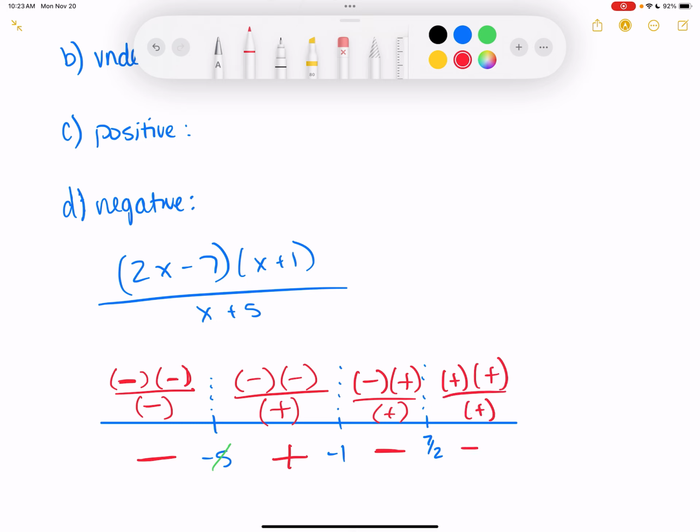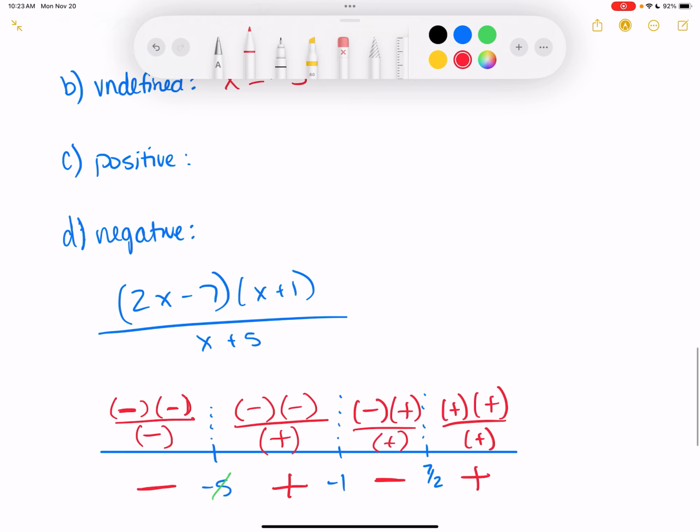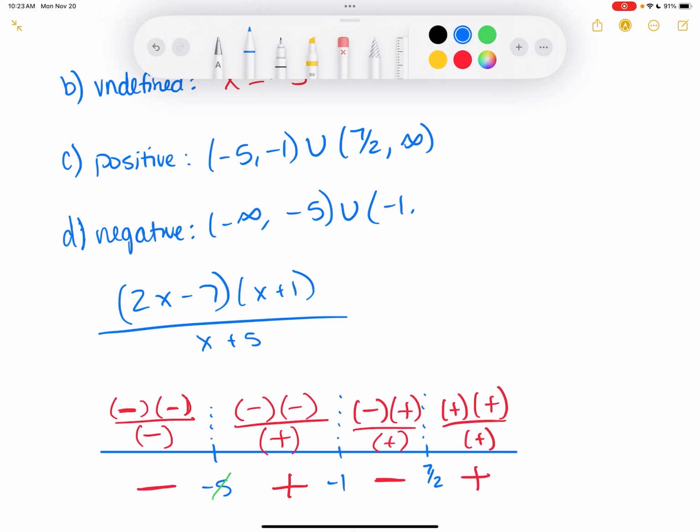So up here, when we do our intervals, it's positive from -5 to -1. And remember, because these numbers are zeros and we're right now dealing with equalities, we don't include any of it because that would cause a problem. So -5 to -1 union 7 halves to infinity. And then negative from negative infinity to negative 5, union negative 1 to 7/2.